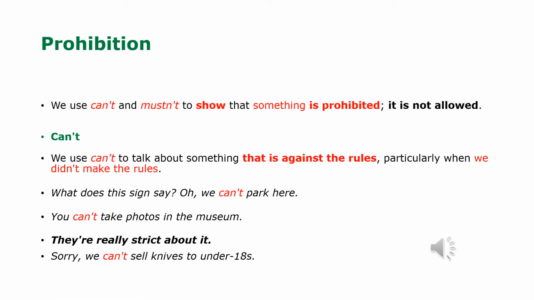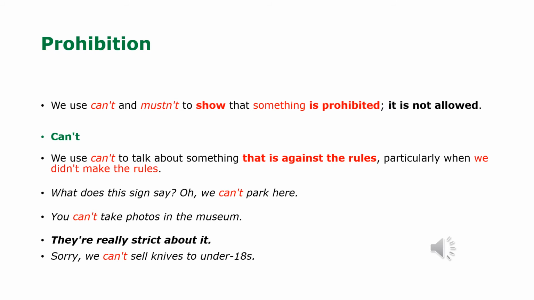Now, after we finish the permission, let's talk about prohibition. Something that is prohibited. It's not allowed. So we use can't and mustn't to show that something is prohibited. Prohibited. It's not allowed. You can't do it. So we say can't. We use can't to talk about something that is against the rules. Against the rules. Particularly when we didn't make the rules.